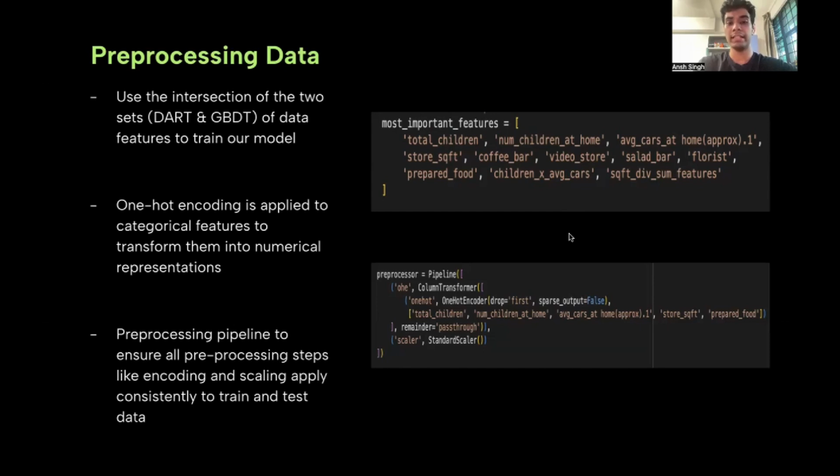To pre-process this data, we used a pipeline that incorporated one-hot encoding for categorical features, such as total children, to transform them into numerical formats. This avoided any original assumptions that we had and ensured that the model treats categories independently. We also applied a standard scaler to normalize the data, which ensured that all the features are on the same scale, which was critical for models sensitive to feature magnitudes. The pipeline also ensured consistency and automation, applying the same transformation to both the training and test sets.